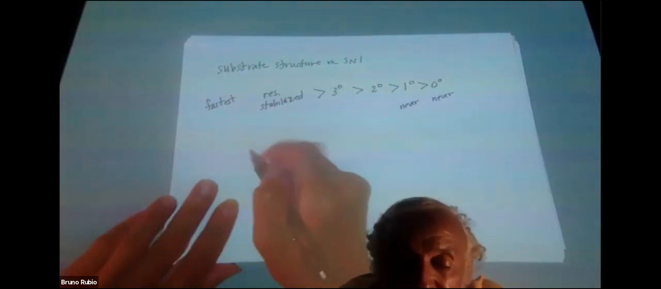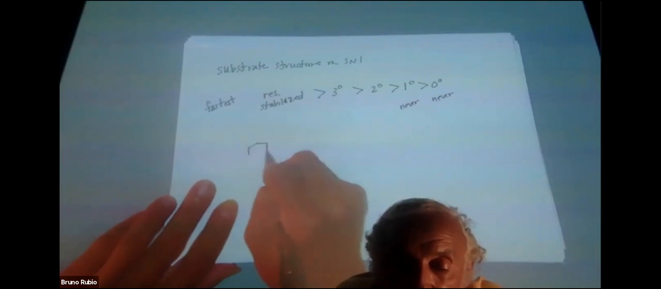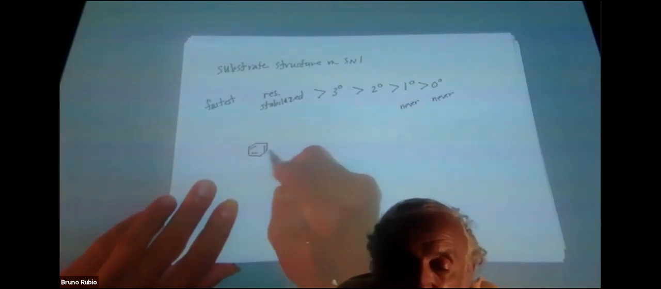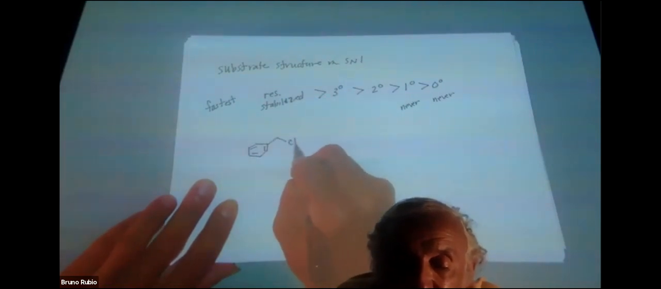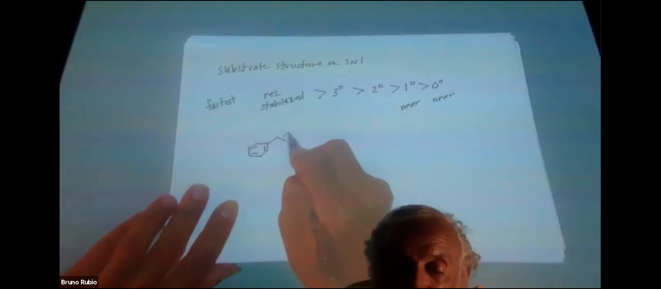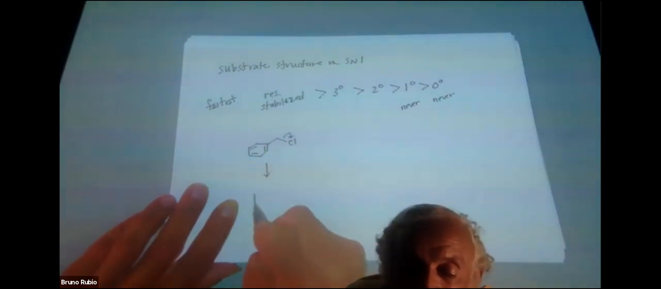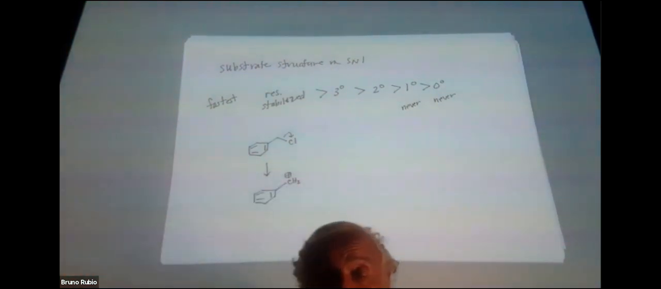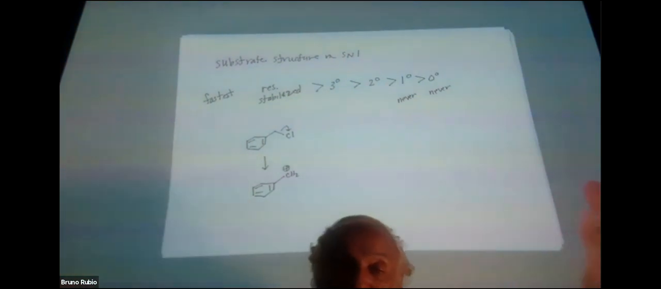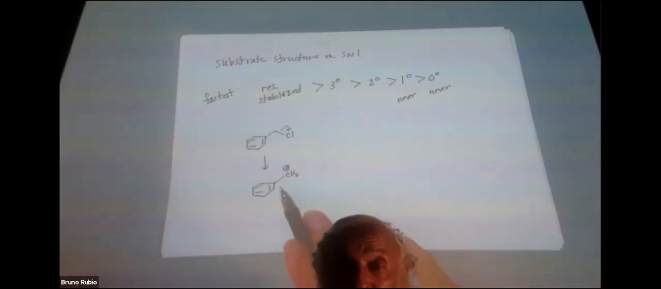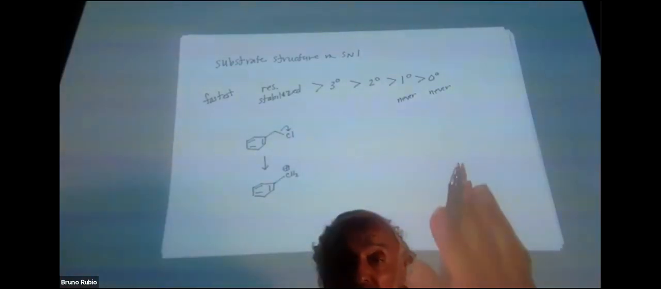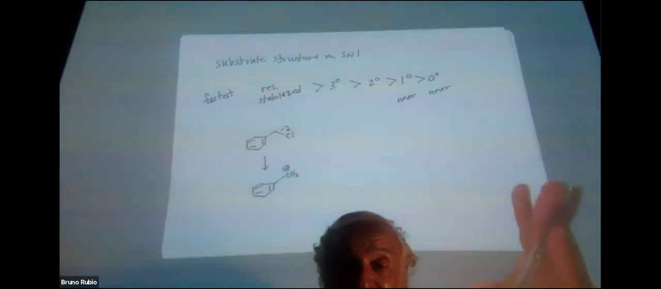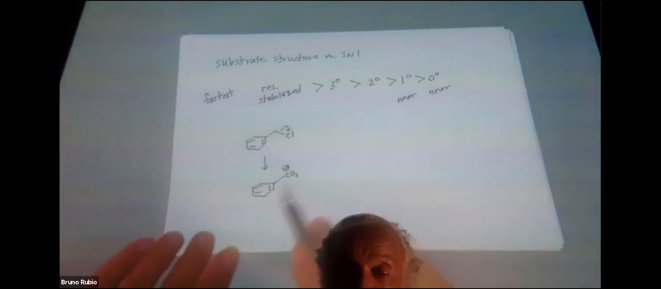So maybe something like this. Just some concrete examples here. This guy here, when this leaving group leaves, when this Cl leaves, yes, I know it looks like a primary carbocation, but it's not a primary carbocation. It's a resonance stabilized primary carbocation. So this is very good. This benzylic substrate is very good for SN1. That's a resonance stabilized primary carbocation.